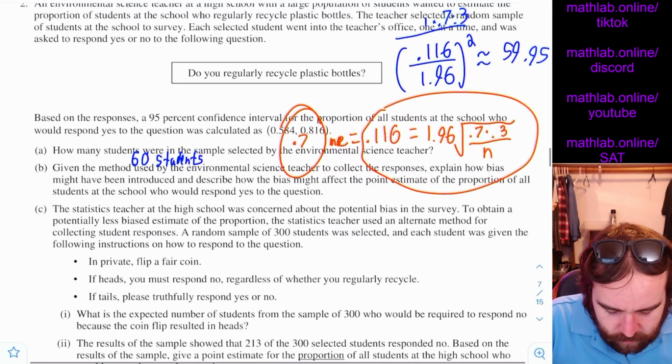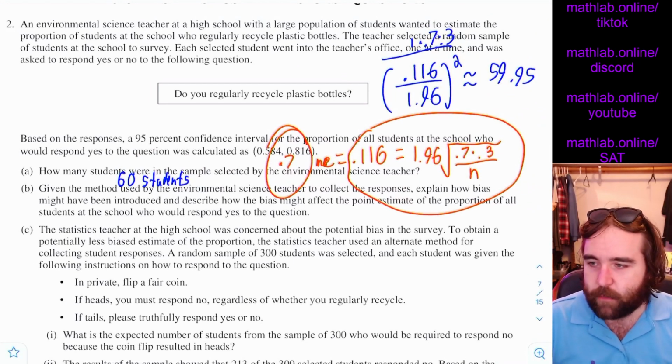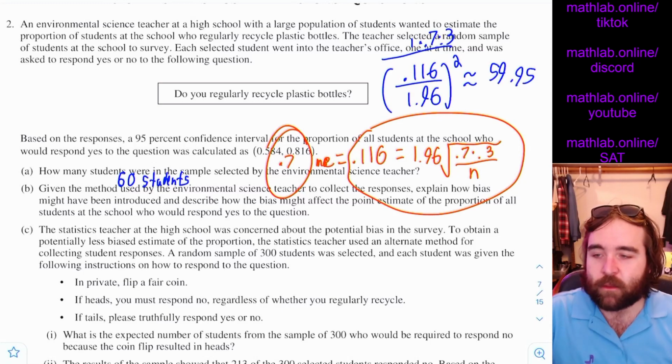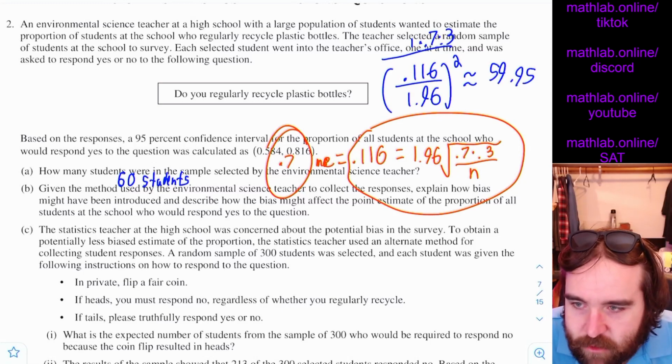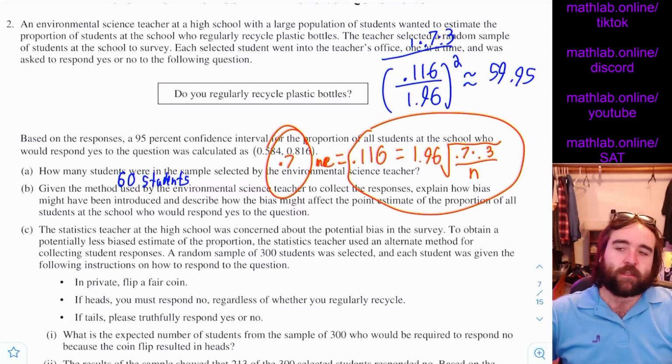Given the method used by the environmental science teacher to collect the responses, explain how bias might have been introduced and describe how the bias might affect the point estimate. Yeah, they said that this time. We always have to do that. We have to explain how it will affect the point estimate, meaning will it go up or will it go down? And often, either answer is acceptable.